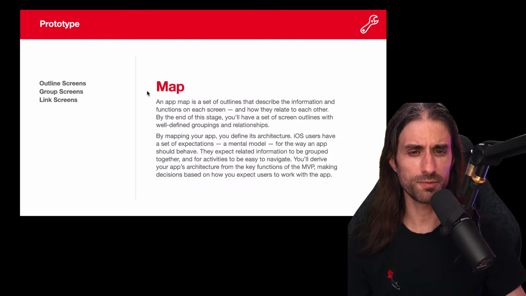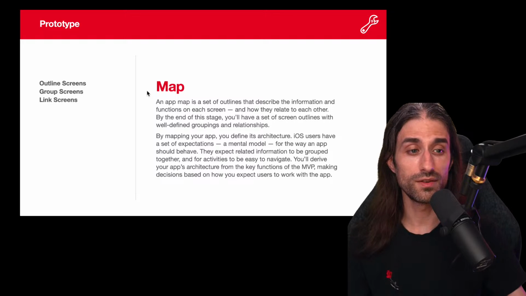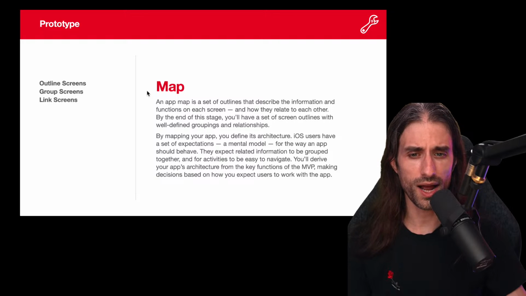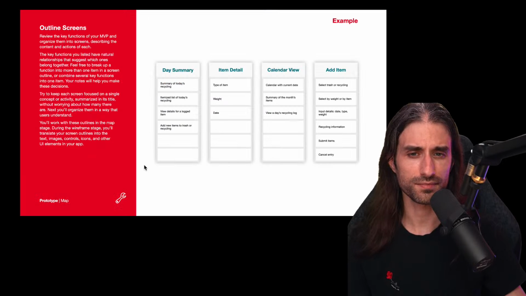iOS users have a set of expectations, a mental model, for the way an app should behave. They expect related information to be grouped together and for activities to be easy to navigate. A typical example is when you want to add a new piece of data to a collection, usually you're given a modal to fill in a form that will add the data. So you'll derive your app's architecture from the key functions of the MVP, making decisions based on how you expect users to work with the app. So typically, your key features will be the features available in the tab view of your app.